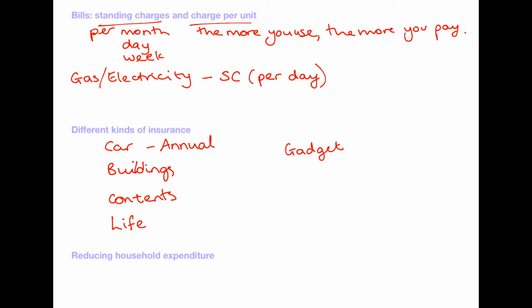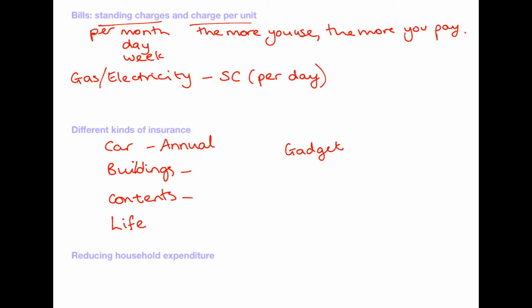Okay, buildings does what it says. It covers your building. So if there was something that happened to the outside of your building, then your building's insurance would be what covers that. Okay, so insurance is where if something goes wrong, you get a payout because you've been paying every month for this. Okay, so the next one is contents insurance.